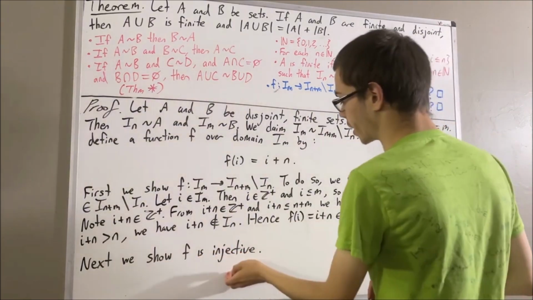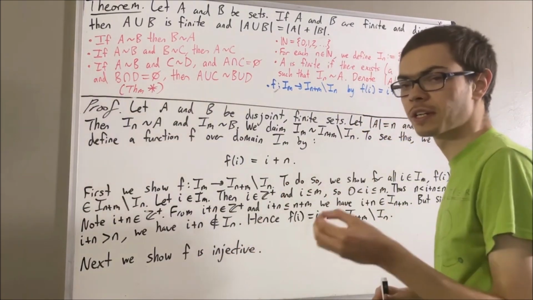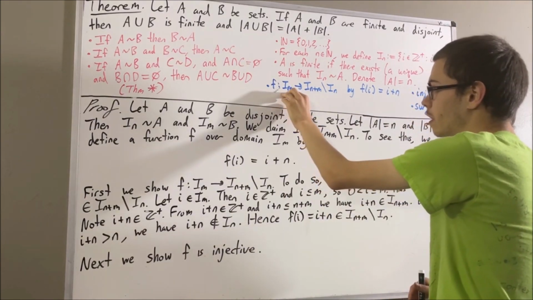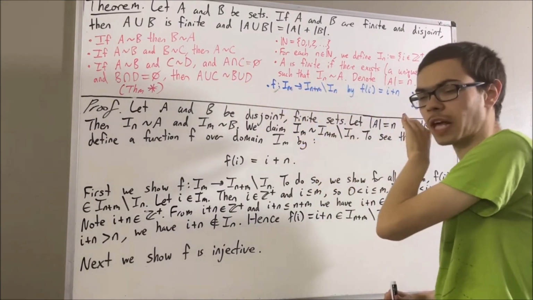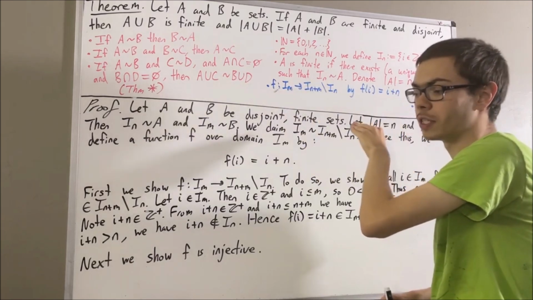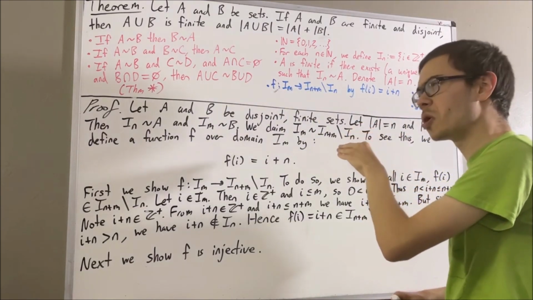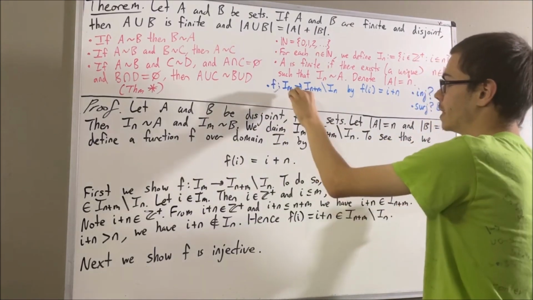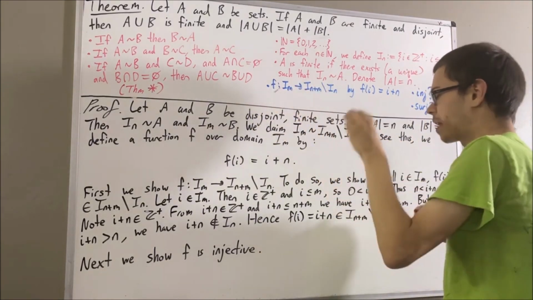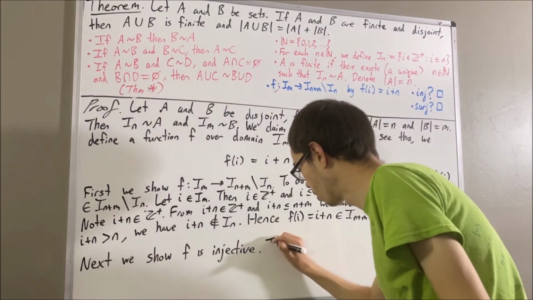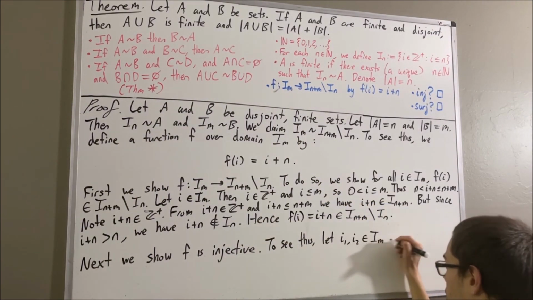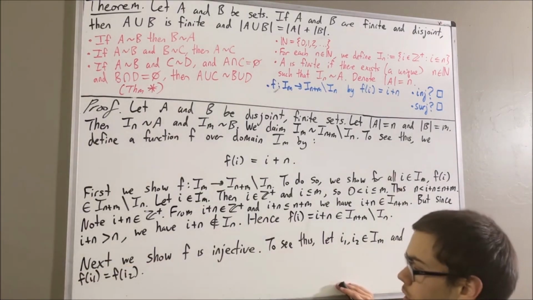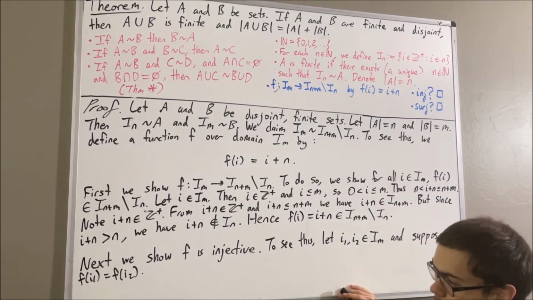And to show f is injective, what we're really trying to show here is, for every two elements, I1 and I2 in In, if f of I1 equals f of I2, then I1 is equal to I2. So let's give ourselves two arbitrary elements, I1 and I2, in In. And suppose that f of I1 is equal to f of I2. Our goal is to deduce that I1 is equal to I2.